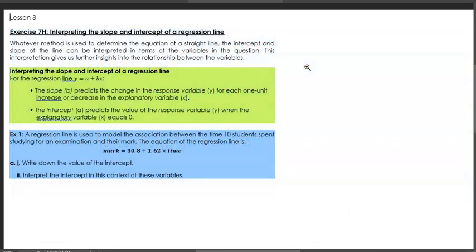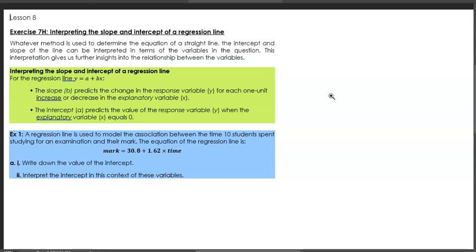Whatever method is used to determine the equation of a straight line, the intercept and slope of the line can be interpreted in terms of the variables within the question. This interpretation gives us further insights into the relationship between the variables. Interpreting the slope and intercept of a regression line.